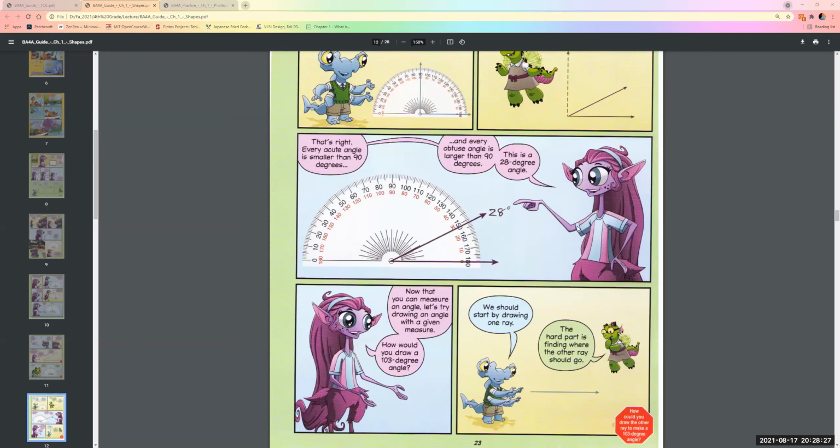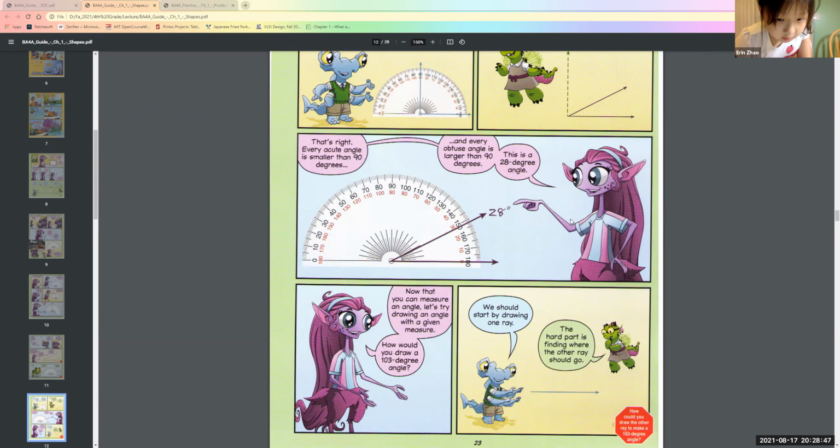Erin, would you like to continue? That's right. Every acute angle is smaller than 90 degrees, and every obtuse angle is larger than 90 degrees. There is a 28-degree angle.